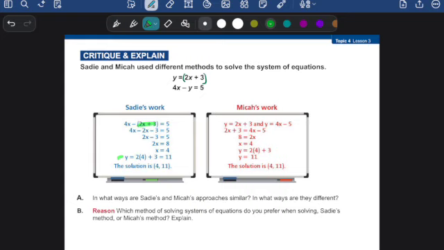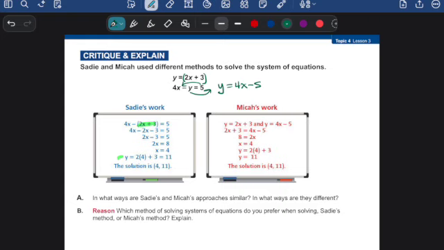Micah, on the other hand, it looks like he rearranged the second equation. He moved the 4x to the other side. Actually, he probably just moved the 5 over and then moved the negative y to the other side. So he rearranged and turned the second equation into slope-intercept form. So then it was 4x minus 5. And then since they're both equal to y, he set them equal to each other, solved for x, and then plugged it into the first equation to solve for y. Both methods got the same solution, but they went about it in slightly different ways.